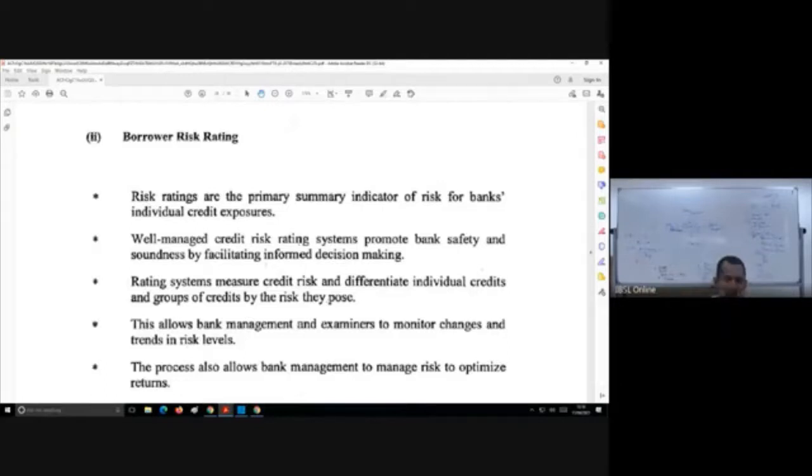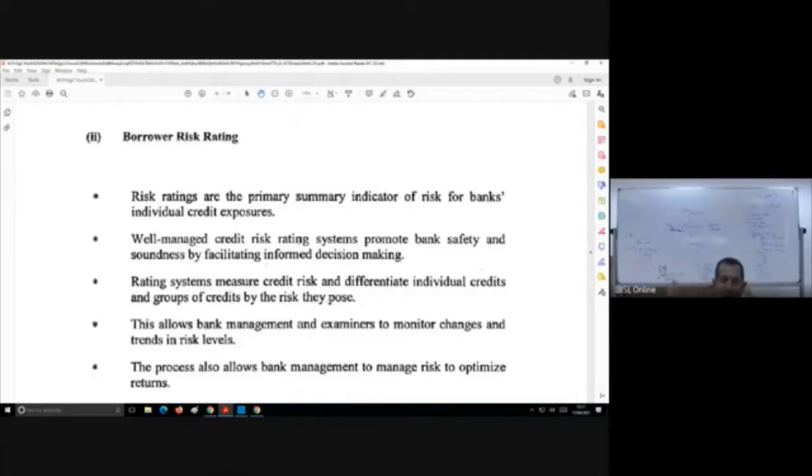Right? It is only an indication of the probability of default of a customer. Under the risk rating, when you are working an internal risk rating, you consider both qualitative and quantitative factors, right? So it is operation risk and credit risk. Risk ratings are the primary summary indicator of the risk for banks' individual credit exposures.